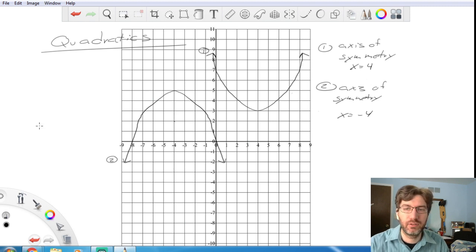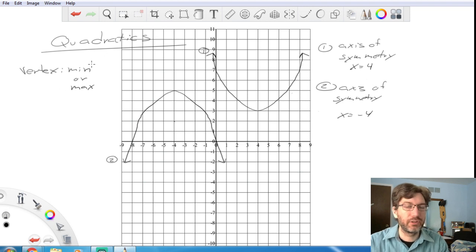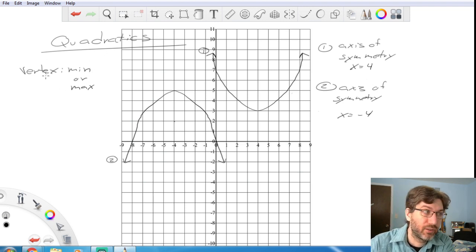The next point you need to know is your vertex. So we do have vertex here. Your vertex is going to be your min or your max. You're only going to have one. You're either going to have a min or you're going to have a max. And it's going to depend on which direction your parabola opens. Your min point would be your lowest point, and your max point would be your highest point.